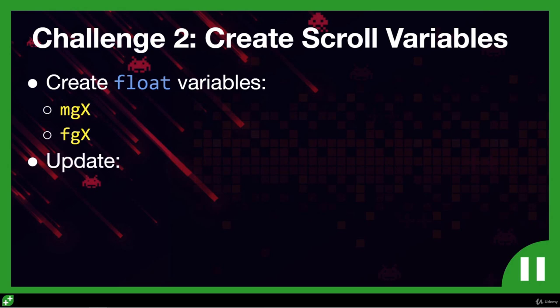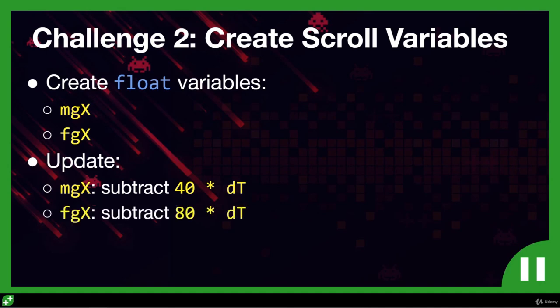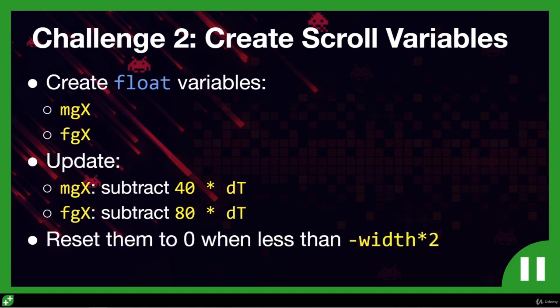X position variable BGX. So each frame, subtract a value of 40 times delta time from MGX and subtract a value of 80 times delta time for FGX. And you also need to reset these each to 0 when they're less than or equal to the negative width of their texture times 2. Pause the video and do this now.